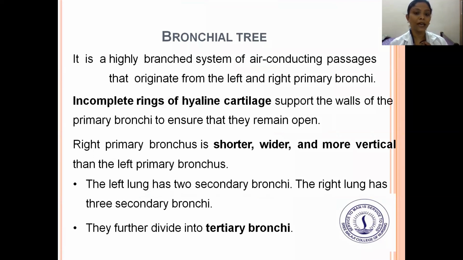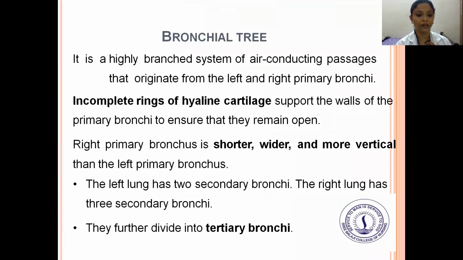It is the highly branched system of air conducting passages that originates from the right and left primary bronchi. Incomplete rings of hyaline cartilage support the walls of the primary bronchi to ensure they remain open. The right bronchus is shorter, wider, and more vertical than the left primary bronchus. The left lung has two secondary bronchi. The right lung has three secondary bronchi.